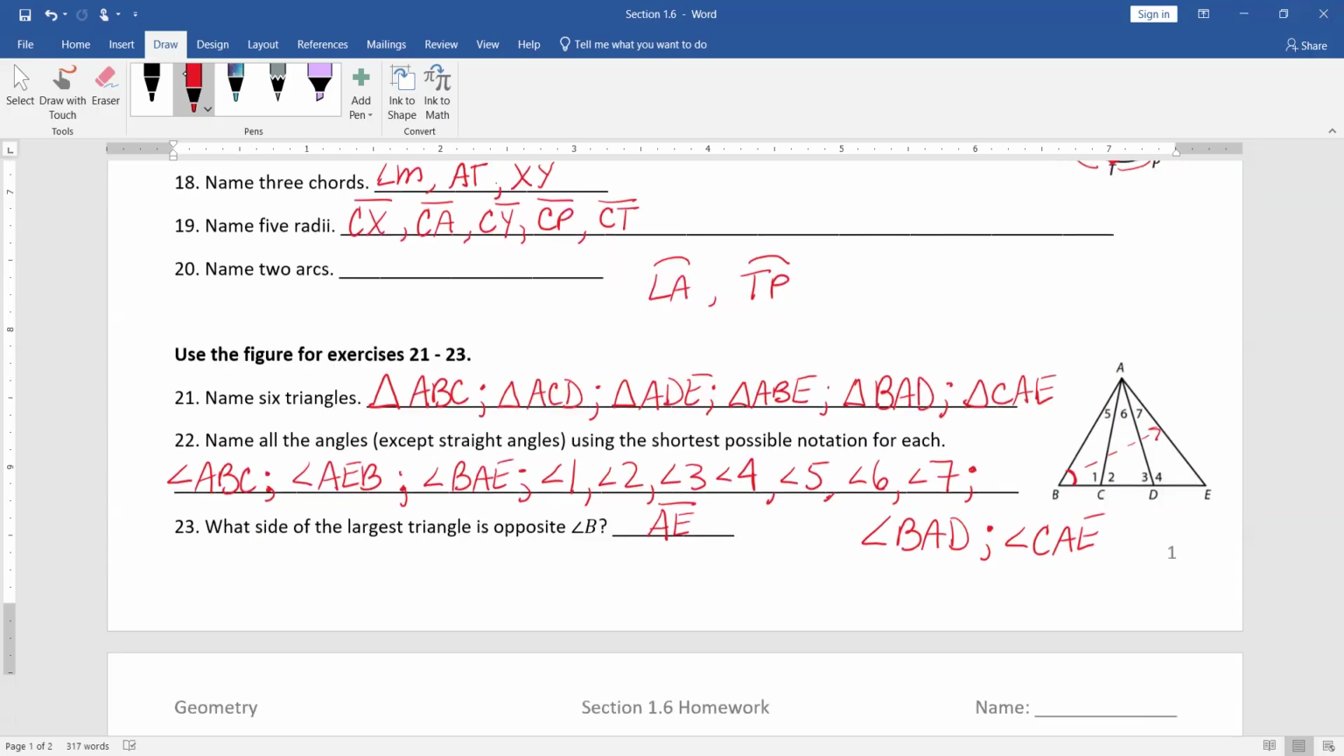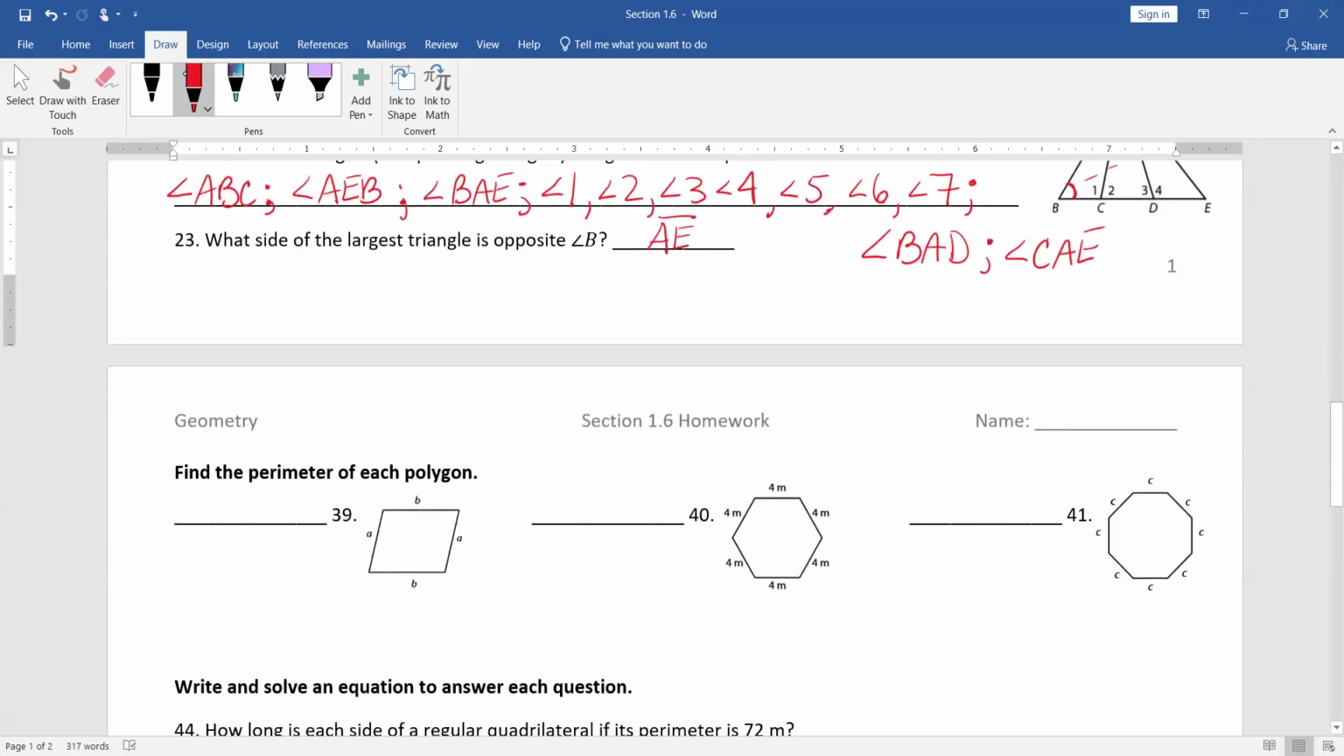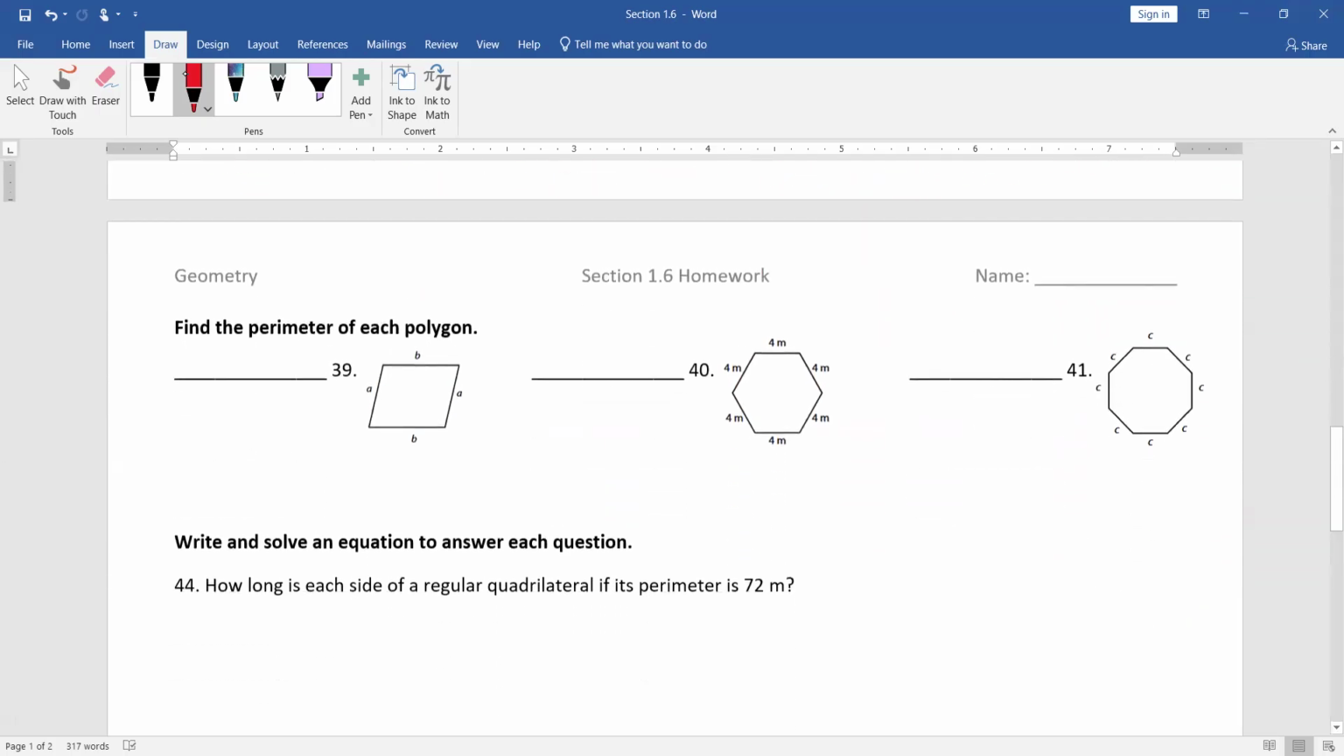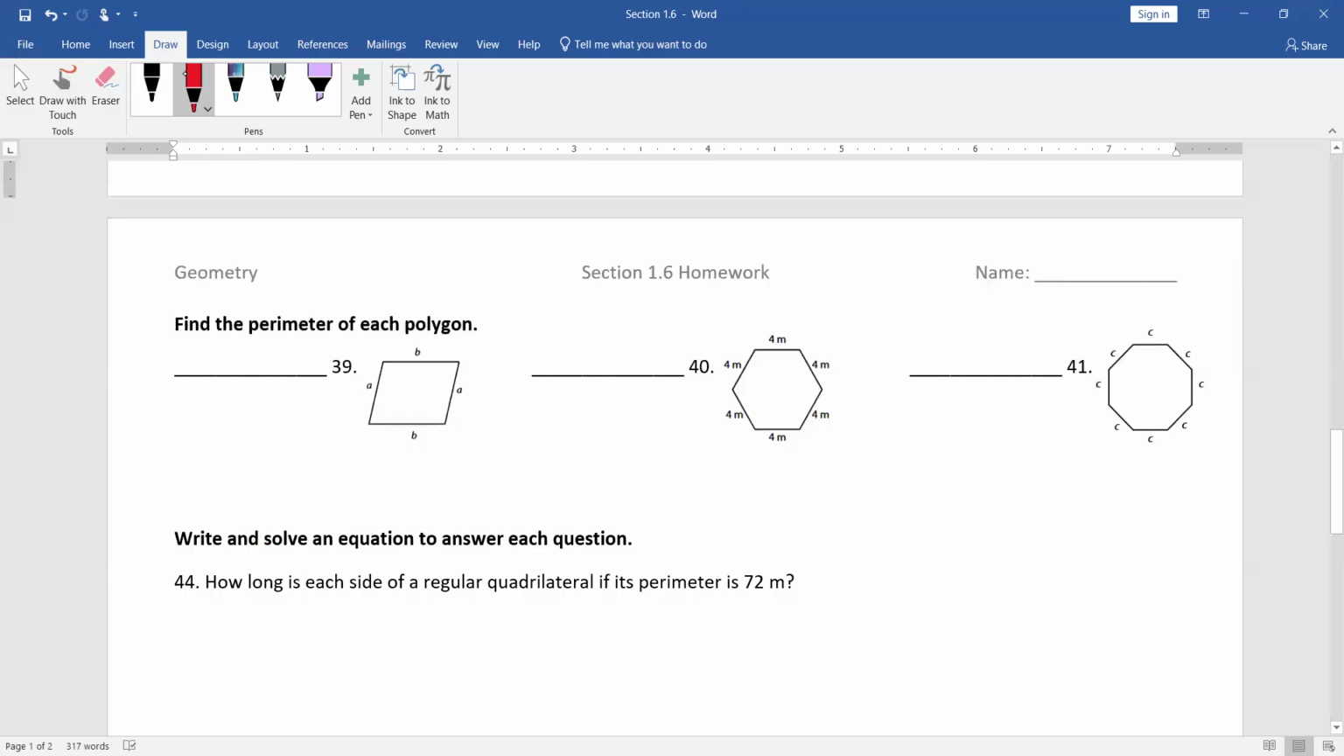Let's see if I have more. I do have more. Okay, let's keep going. Perimeter and equations. Okay, so find the perimeter of each polygon.